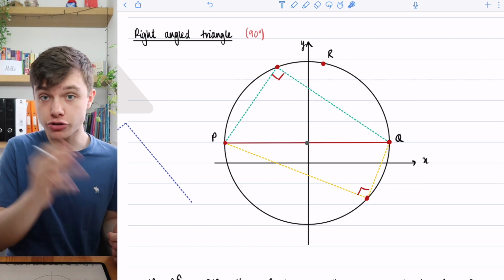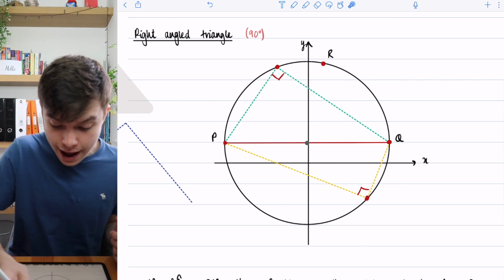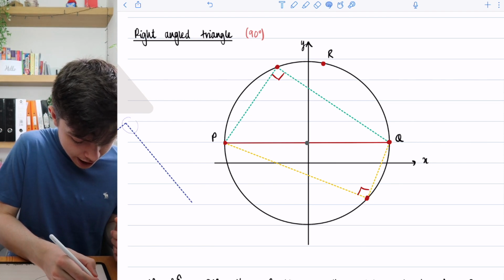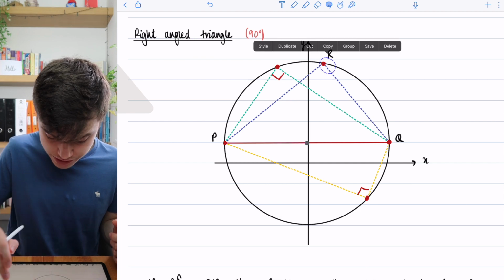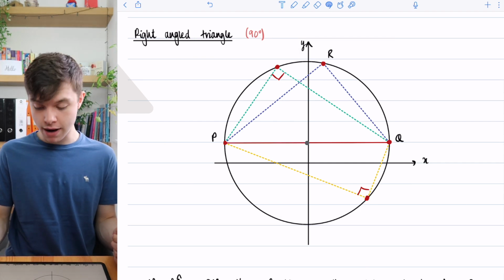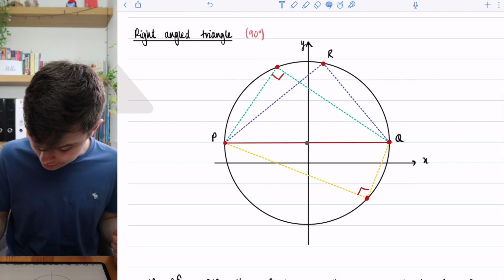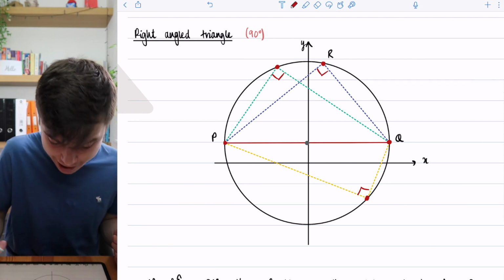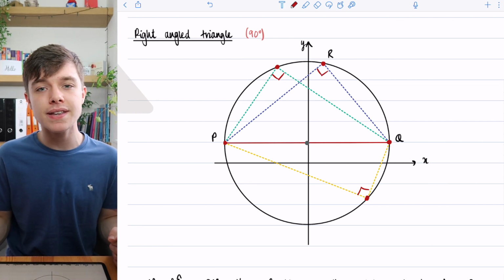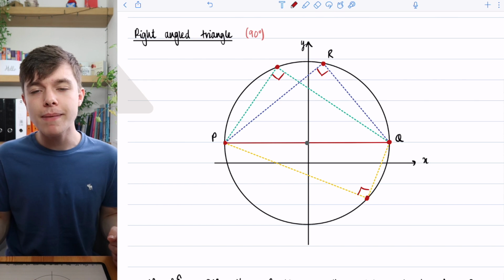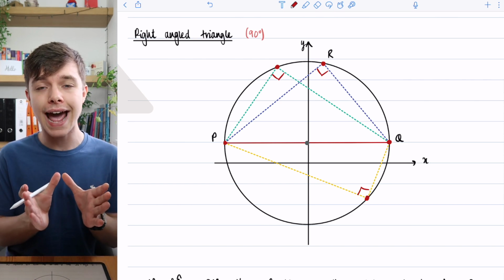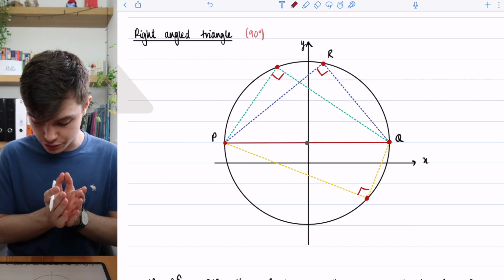And then again, we can look at somewhere else on the circle. We've called it R. Let's look at it at the point R. Connecting those together, we get another right angle, okay? And the right angle is there. Now at GCSE, you might have seen this in circle theorems. You might have seen that an angle in a semicircle is 90 degrees.